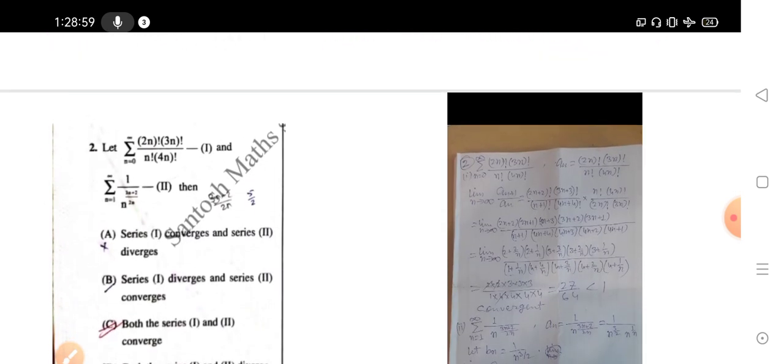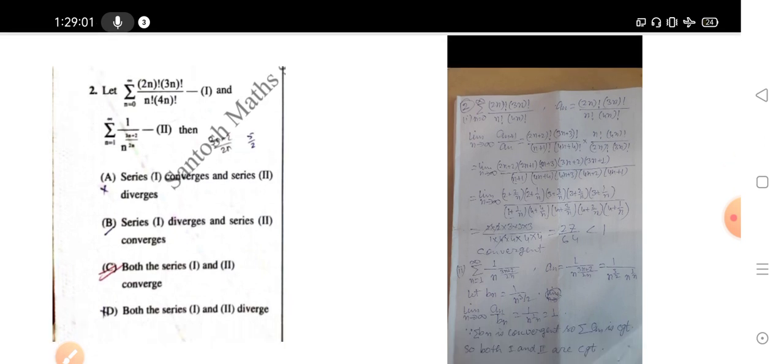Next question: let the sum from n equals 0 to infinity of (2n)! (3n)! upon n! (4n)! be the first series, and the sum from n equals 1 to infinity of 1 upon n raised to (3n plus 2) upon 2n be the second series. Then check the convergence or divergence.